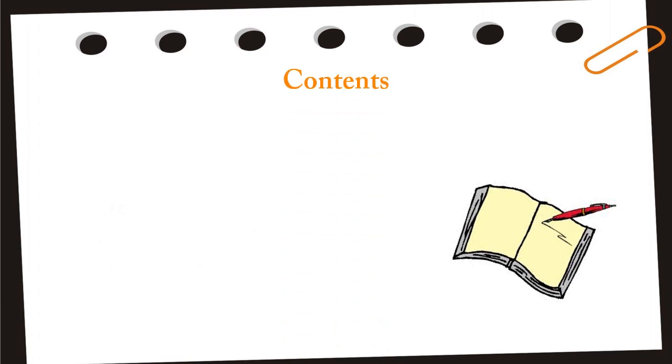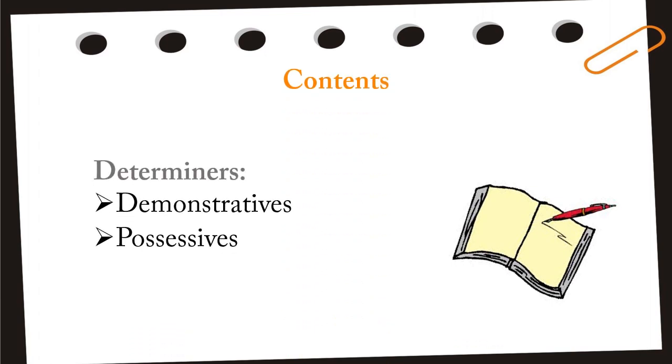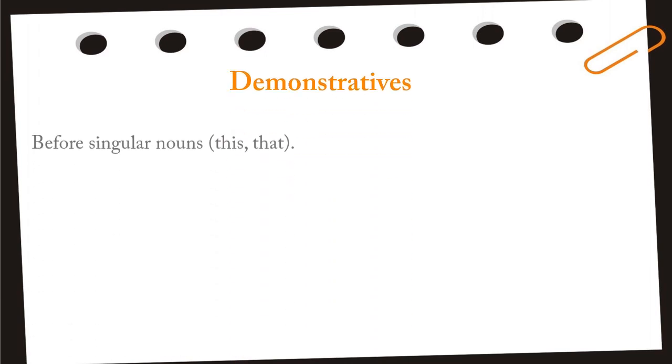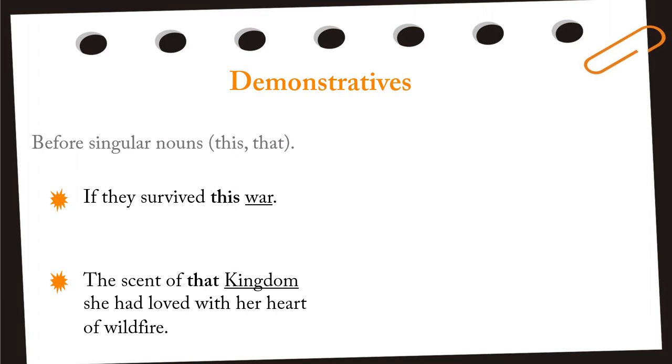In this lesson, the main focus will be on two types of determiners, demonstratives and possessives. So let's start with demonstratives. We can use the demonstrative determiners this and that before singular nouns in sentences. Let's look at the following examples. If they survived this war, the scent of that kingdom she had loved with her heart of wildfire.